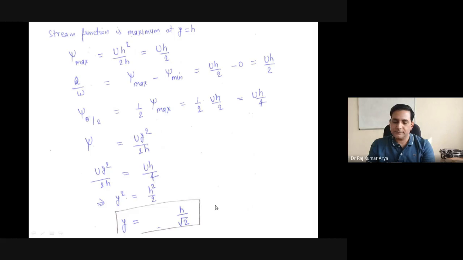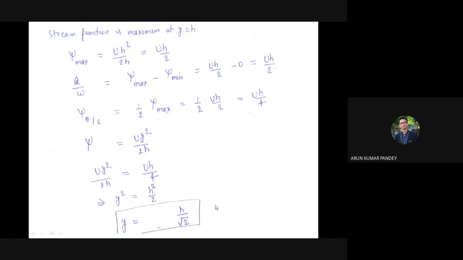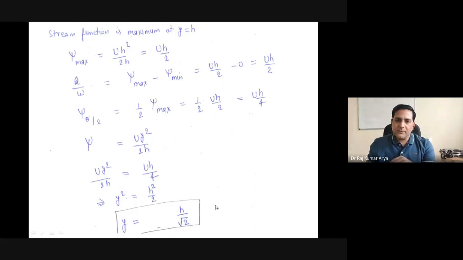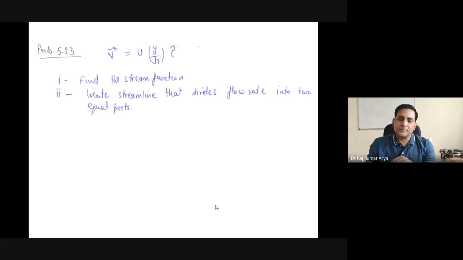Is it coming? Yes, sir. Now, can anyone think from where this expression will come? This expression. This is not a magical formula, right? It has come from somewhere. Can anyone think from where this has come?